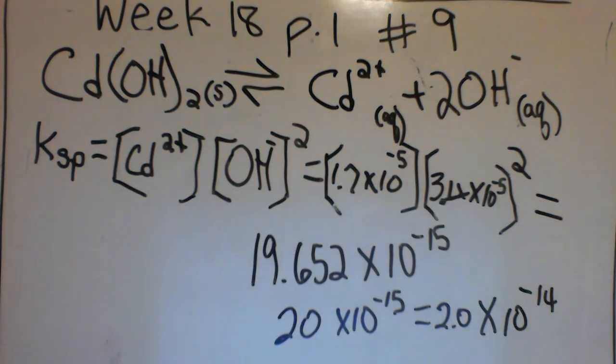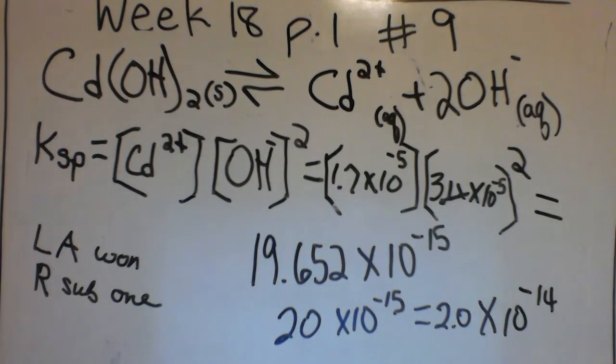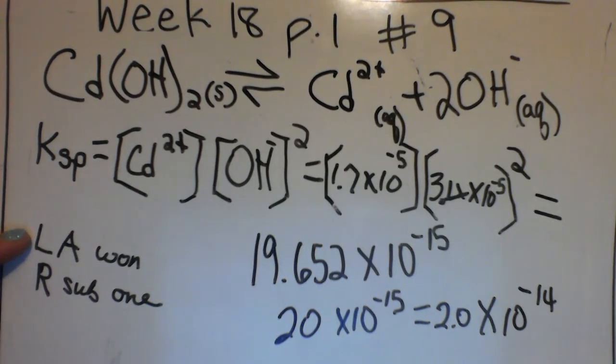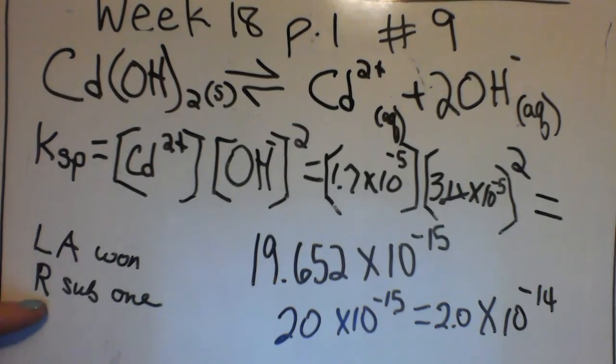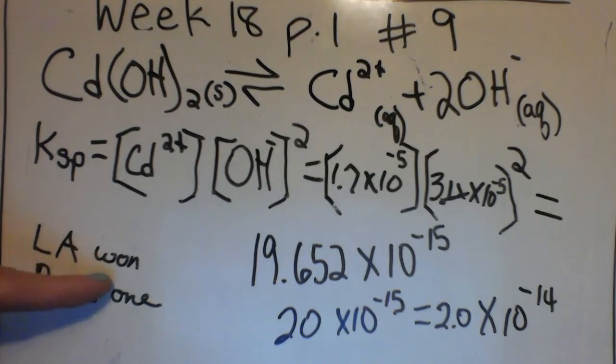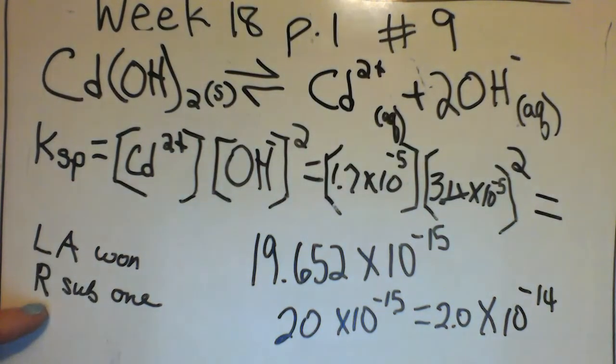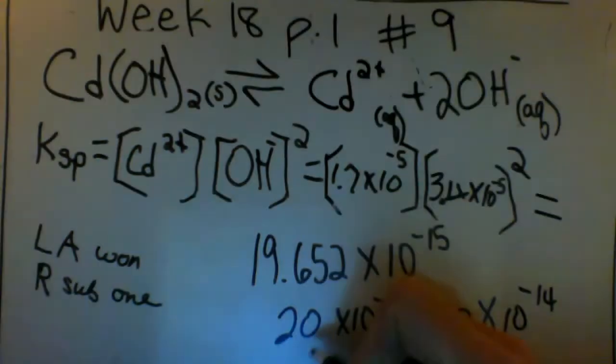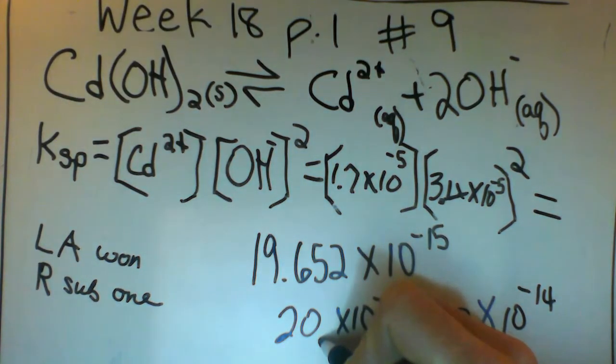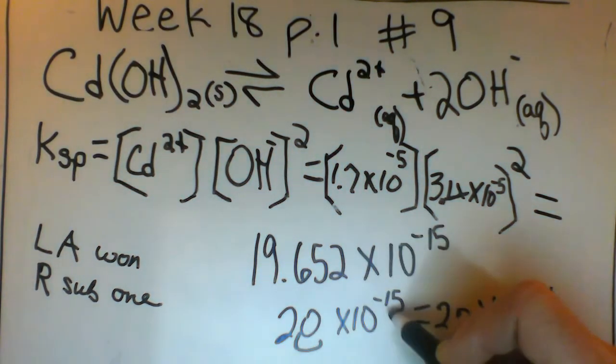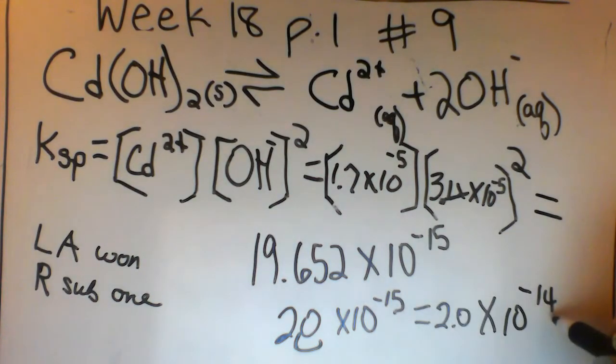I'll tell you a little way that I know what to do with the exponent when I move the decimal place. This is something I made up and I've used it for a long time. LA won, like maybe LA won the Super Bowl, Los Angeles, right sub 1. So whenever I move the decimal point left, I add 1 to the exponent. Whenever I move it right, I subtract 1 from the exponent. So here, the decimal point was here. I moved it to the left, therefore I added 1 to the exponent and got negative 14.